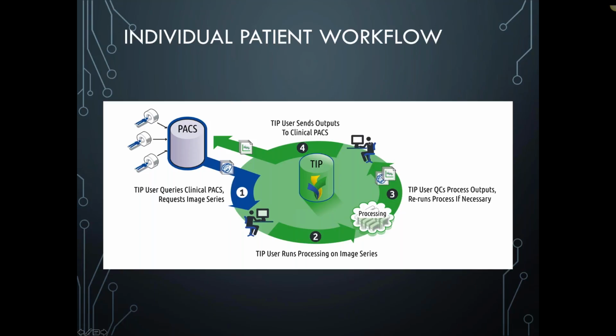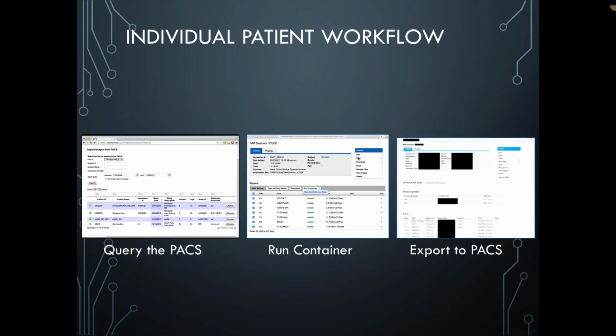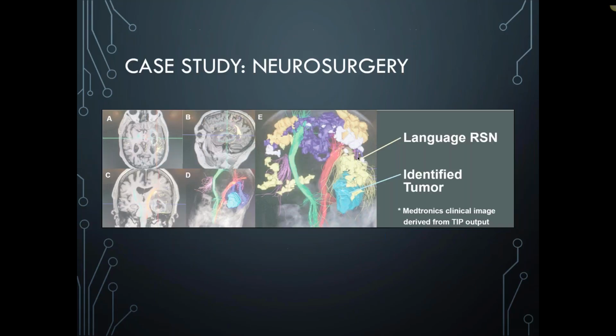Really, the key is this step 3, where the quality control is done, because that's what gives the assurance to the clinicians that what's being produced and pushed back to PACS is suitable for clinical review. We've done this with a brain tumor protocol that's using resting state fMRI to identify the functional networks around brain tumors and to help guide a neurosurgeon to remove the tumor without interfering with key functional areas such as language and motor areas.